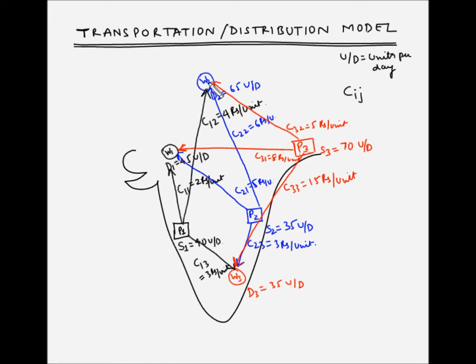Similarly, for W2, it can get the material from P1, P2 or P3, and there is a cost and a supply limitation associated with the supply. And the same case for W3, it can get the material from any of the three plants, but with a cost and a limited supply available for each plant. So now we have to balance the whole situation in such a way that the overall cost is minimized. So the cost of transportation is minimized while meeting the demand and supply constraints. And that is what is achieved using the transportation or distribution model.